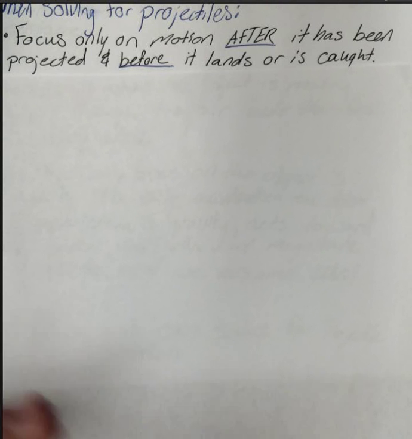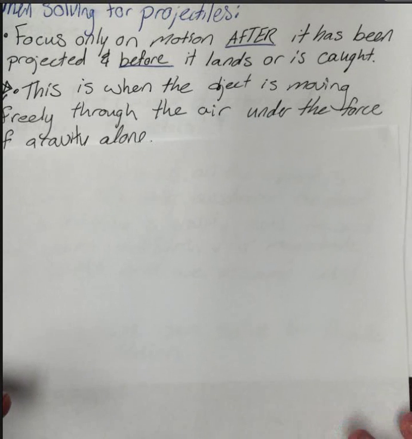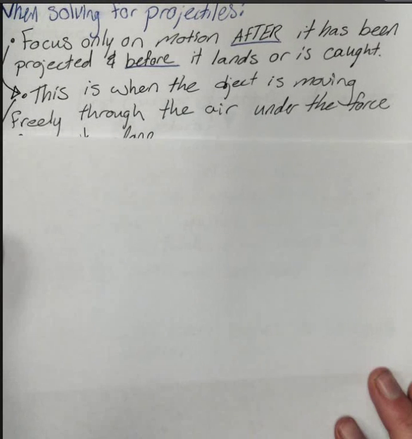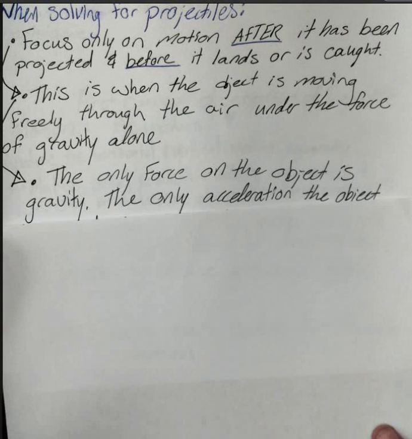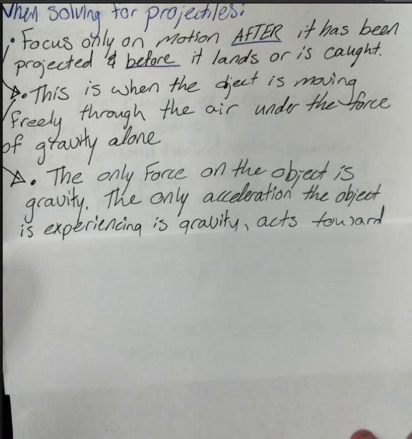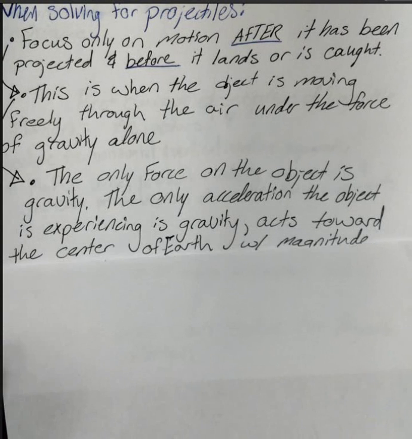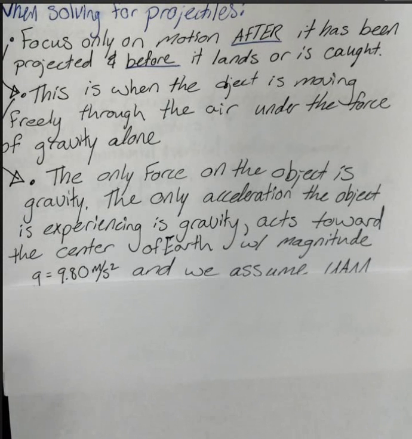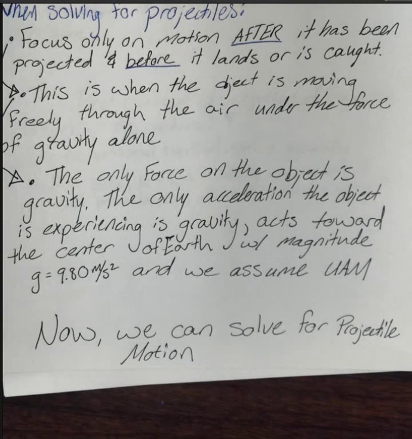That's it. Because when the object is moving freely through the air under the force of gravity alone, we call that free fall. All right? And when the only force on the object is gravity, the only acceleration of the object is gravity. And it acts toward the center of the Earth with a magnitude of 9.80 meters per second squared. And we can assume uniform accelerated motion, and we can calculate using our kinematic equations for uniform accelerated motion.